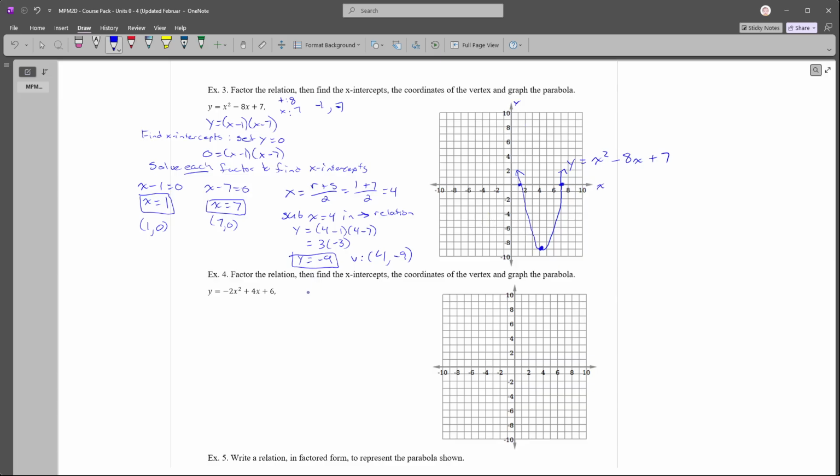So let's do it again, now with a slightly more complicated relation this time. y is equal to negative 2x squared plus 4x plus 6. The first step we always do when factoring is take out the greatest common factor. In this case, we have a greatest common factor of negative 2. Why am I doing negative 2? Because I want to try and make it a simple trinomial. So by dividing by negative 2, that means my a term is going to be a 1.